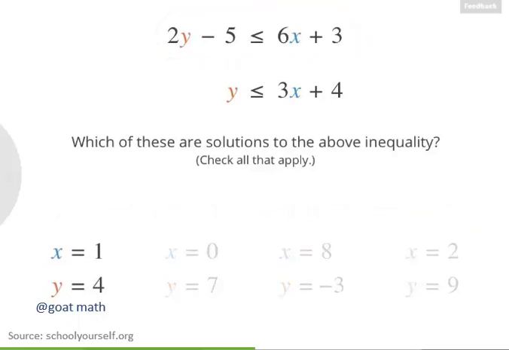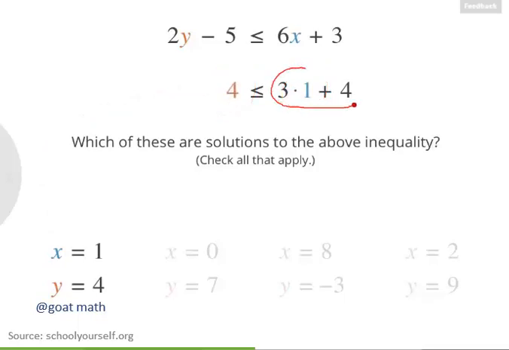Well, let's look at the first one together. X equals 1 and y equals 4. Are these values a solution? When x equals 1 and y equals 4, is y less than or equal to 3x plus 4? To find out, let's plug in 1 for x and 4 for y.